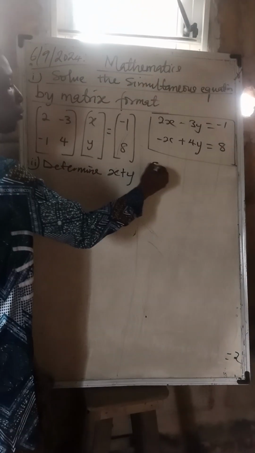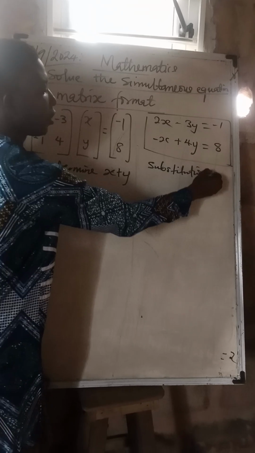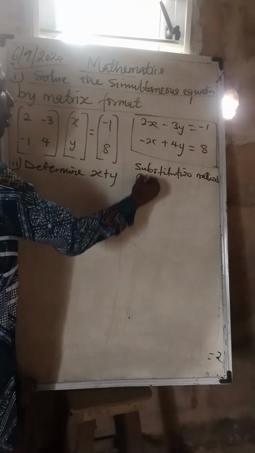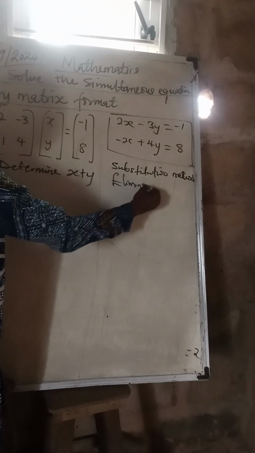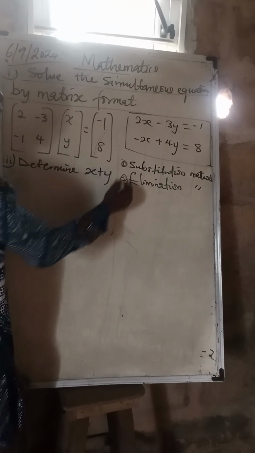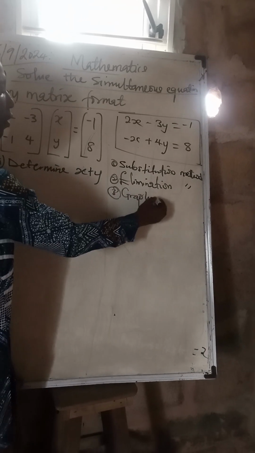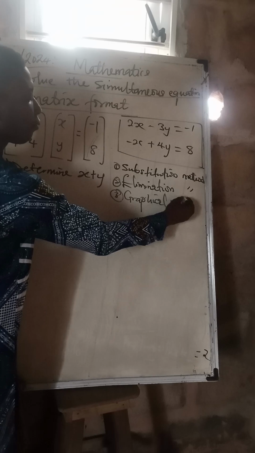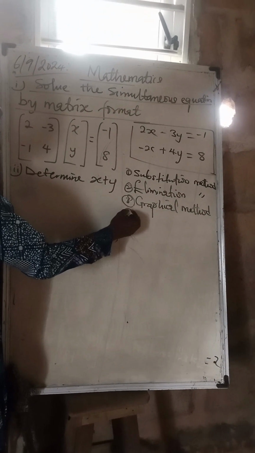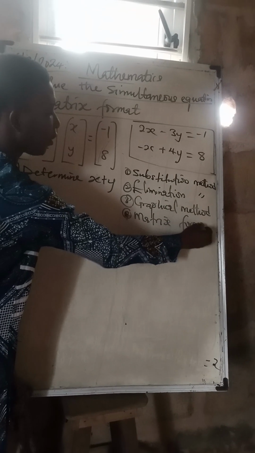We have the substitution method. That is the first method. We have the elimination method. This is number 1 method. We have elimination method number 2. Number 3, we have the graphical method. And number 4, which is matrix format or method.